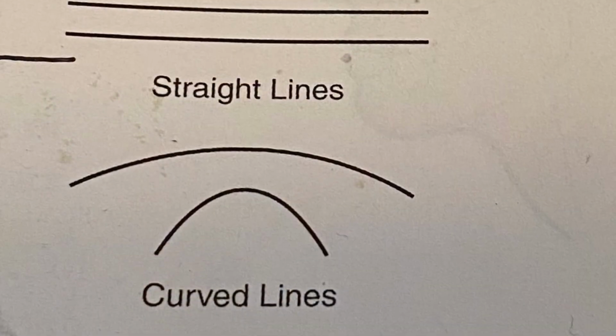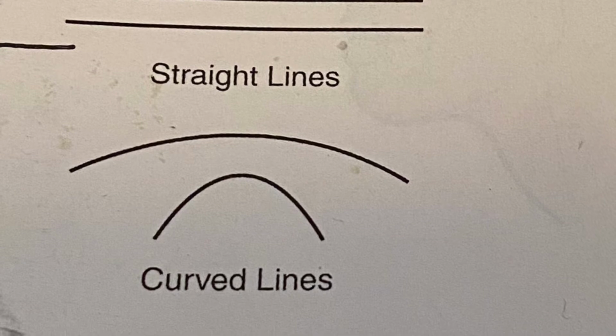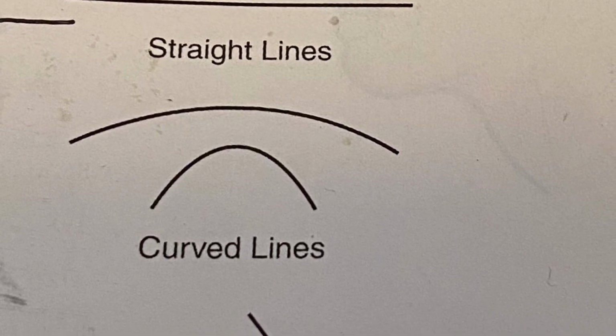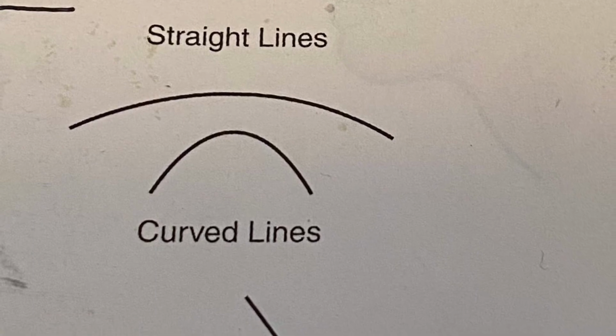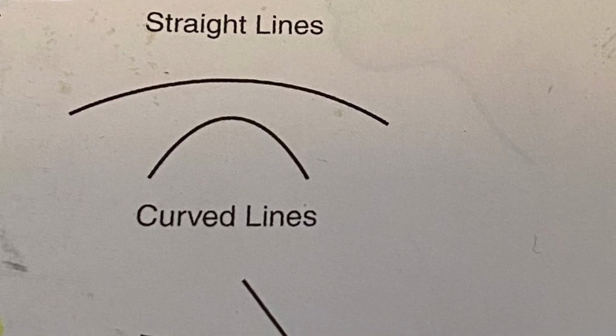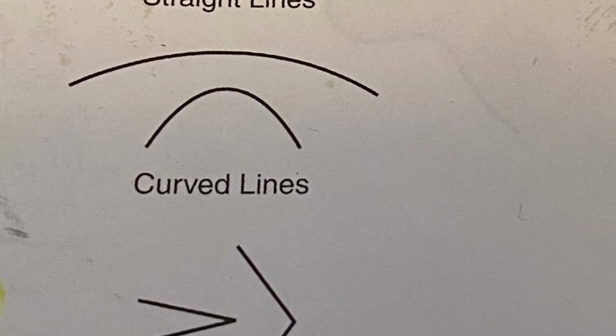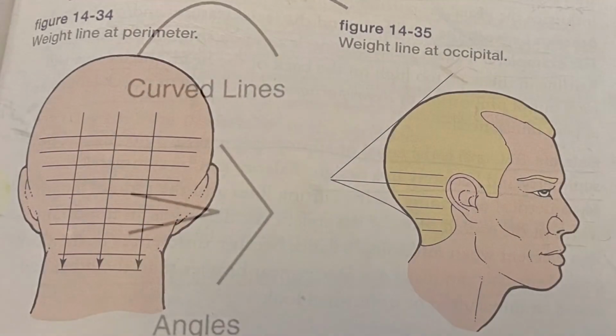A line is simply a series of connected dots that result in a continuous mark. Straight and curved lines are used in hair cutting to create design, shape, and direction. Curved lines are either concave or convex in shape and may repeat as a wave pattern. The three types of straight lines used in hair cutting are horizontal, vertical, and diagonal lines.